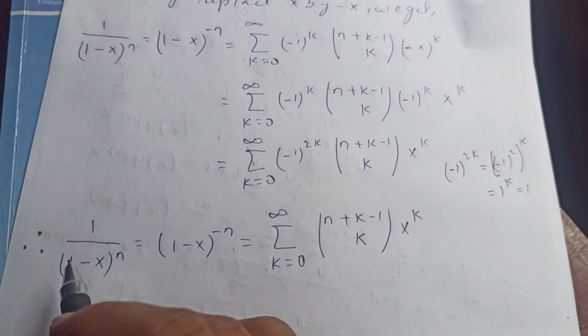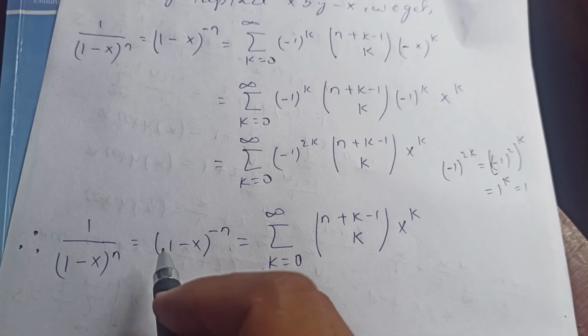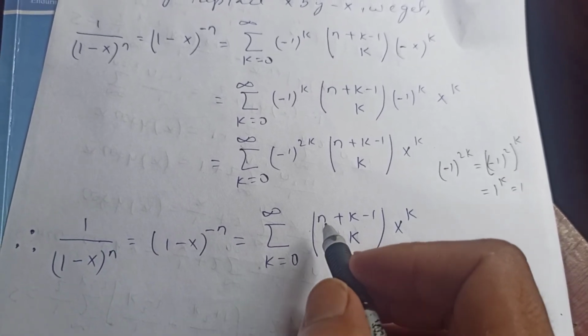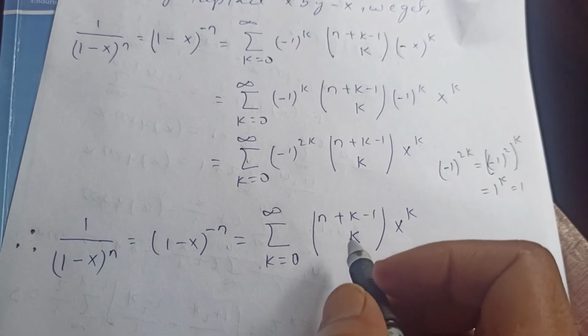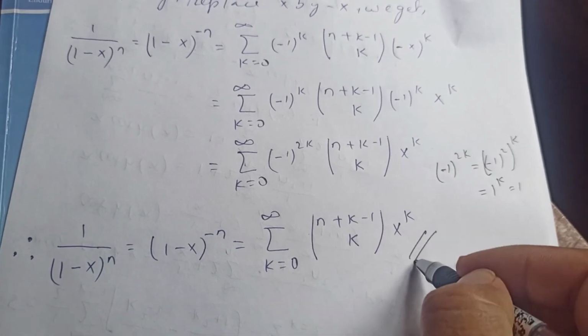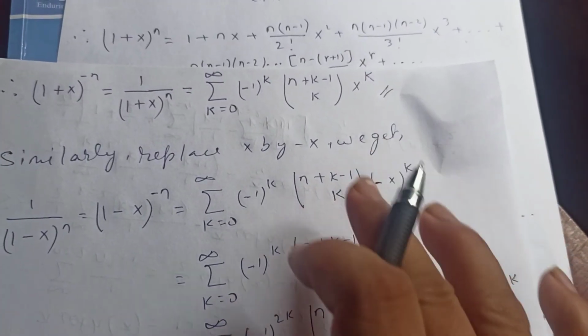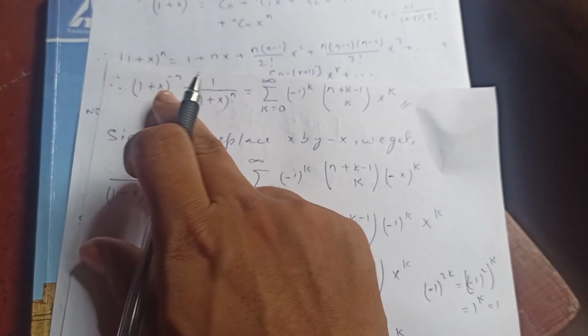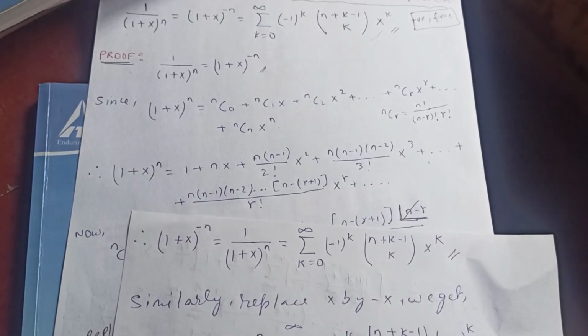Therefore, 1 over (1 minus x) to the n is (1 minus x) to the negative n, which is the sum from k equal to 0 to infinity, (n plus k minus 1) combination k, x to the k. So these two are the required answers. This one is for negative x, and this is for positive x. That's it.